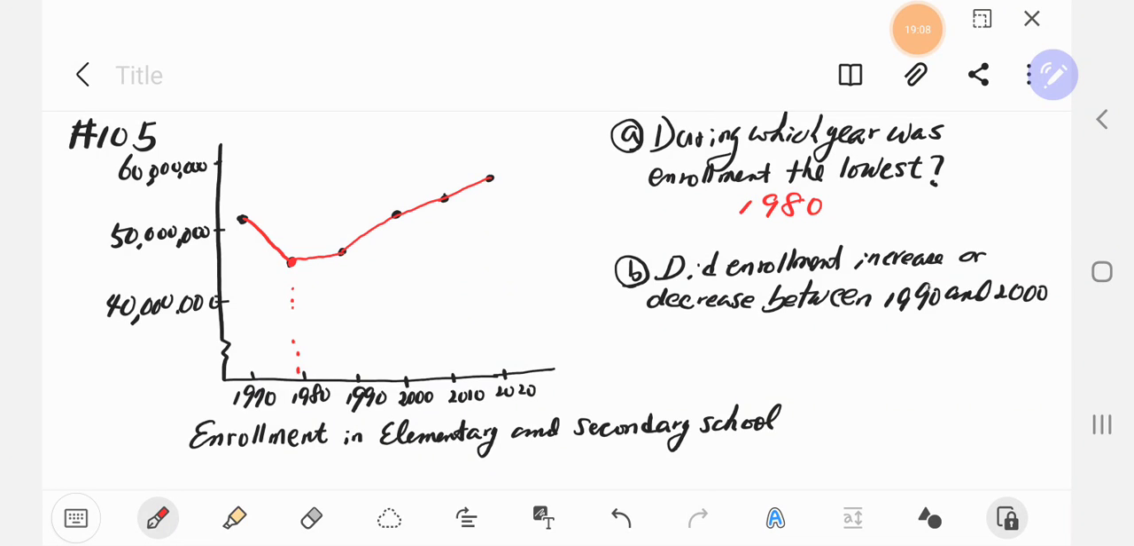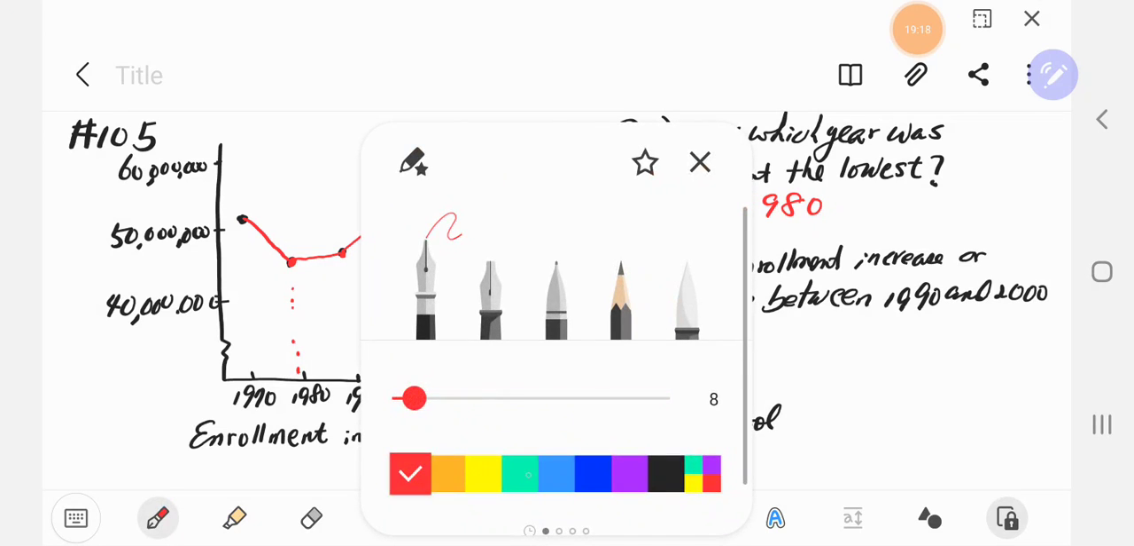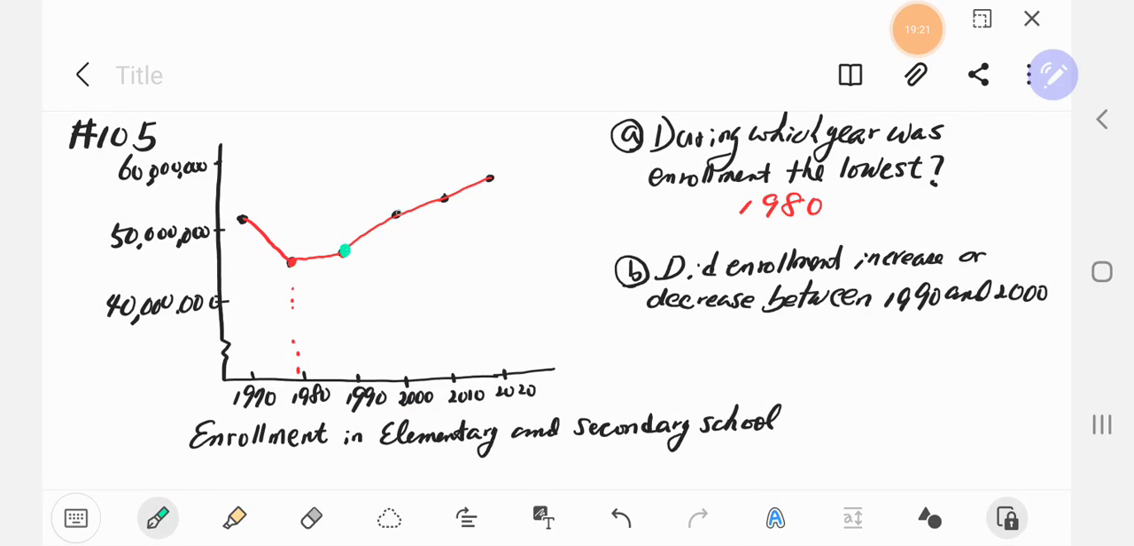Okay, did the enrollment increase or decrease between 1990 and 2000? Okay, 1990 and 2000 is this one. So starting from this point to this point, this one is increased, right? Increased. So from 1990 to 2000 it is increased, so we'll say the enrollment is increased. Okay, so we are done for this homework.